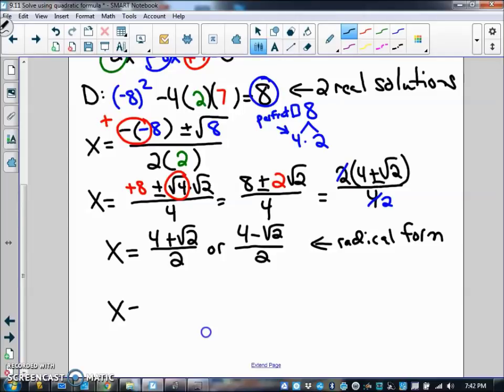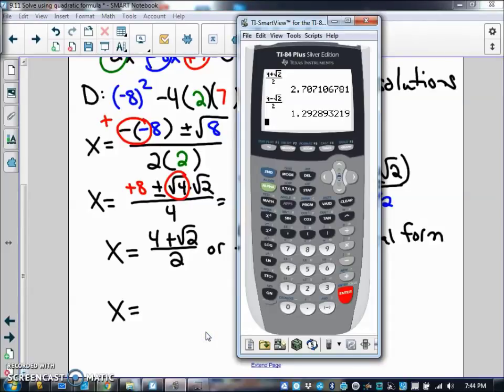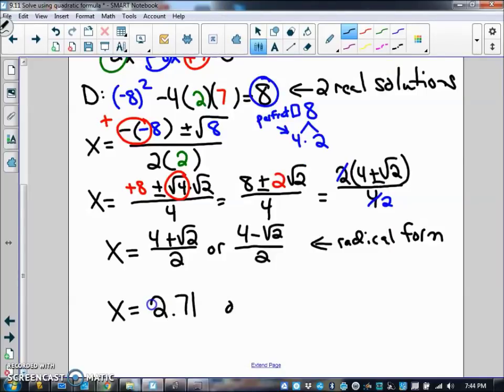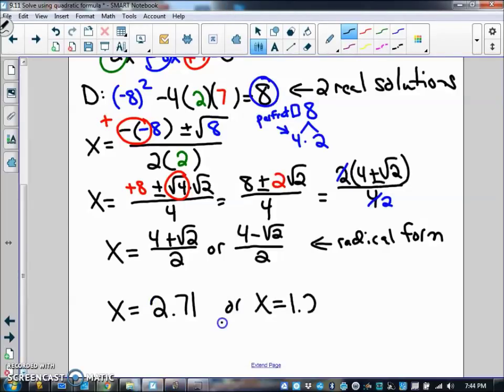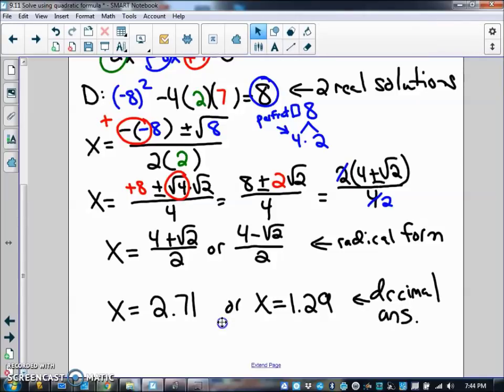And then I can also get my decimal answers by plugging those into my calculator. Plugging these into my calculators, I see 4 plus radical 2 over 2 is 2.71, rounded of course, and 4 minus radical 2 over 2 is 1.29. So my x values are x equals 2.71, or x is equal to 1.29. Those would be my decimal answers. One more example to go. But before we get that example, I should check my answer as always.